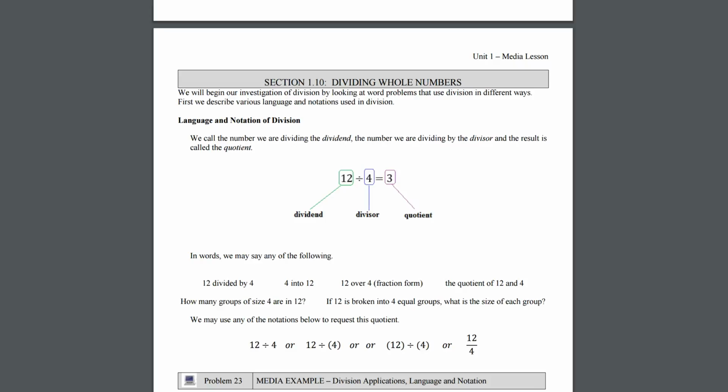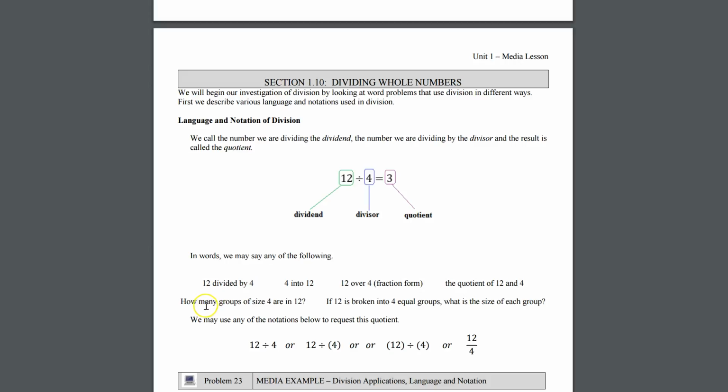In the last section of Unit 1, you'll talk about dividing whole numbers. So again, we start with the language and notation of division: dividend, divisor, and quotient. Here are a lot of different ways we talk about division that students need to be familiar with, and there's sometimes confusion because division isn't commutative.